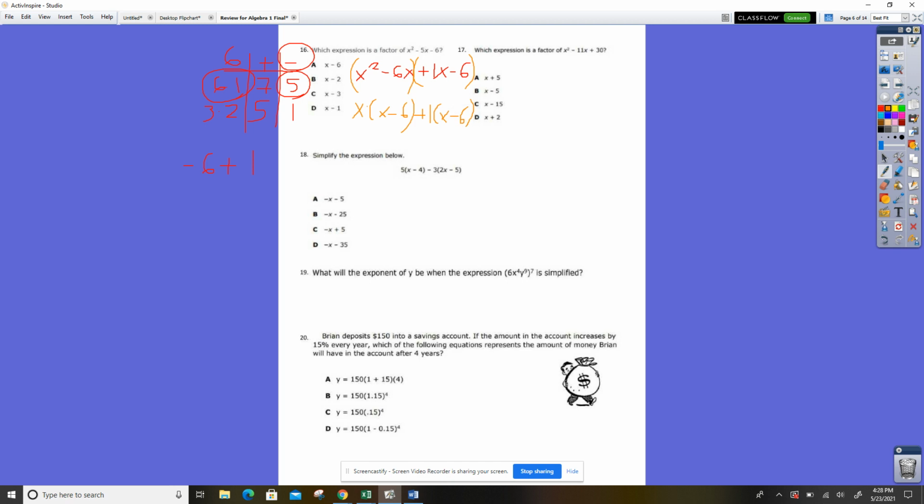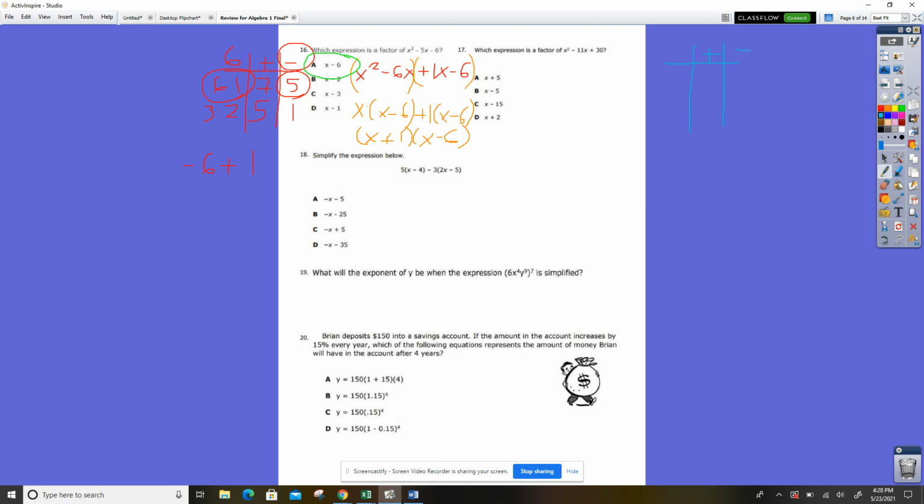Because I have the same thing in both groups, I can write my 2 factors, x plus 1 and x minus 6. Then I'm going to look for either of those 2 factors in my answer choices. If you notice, the first one is x minus 6, so that is our answer. Now we're going to repeat this whole process over here to find the factors of x squared minus 11x plus 30. So first thing I need to do is create my AC chart.